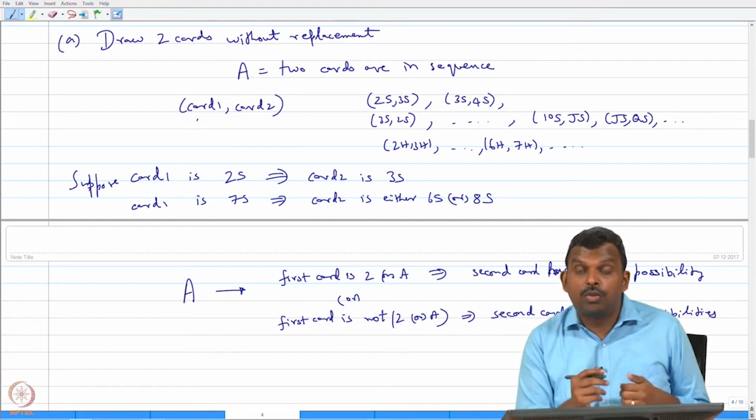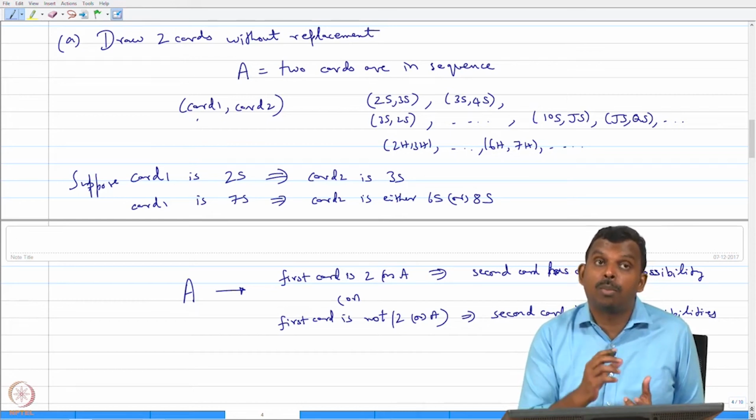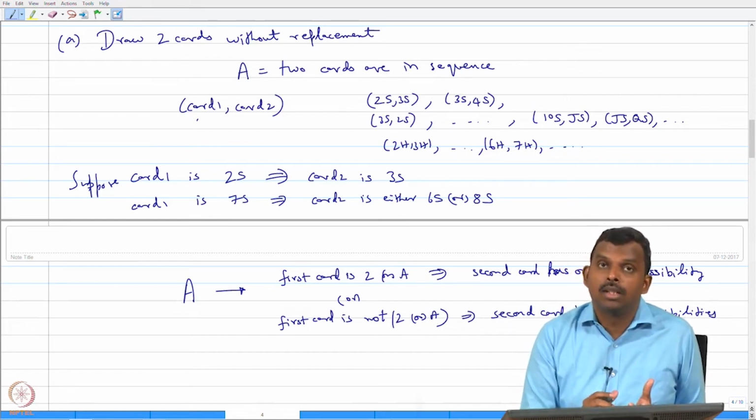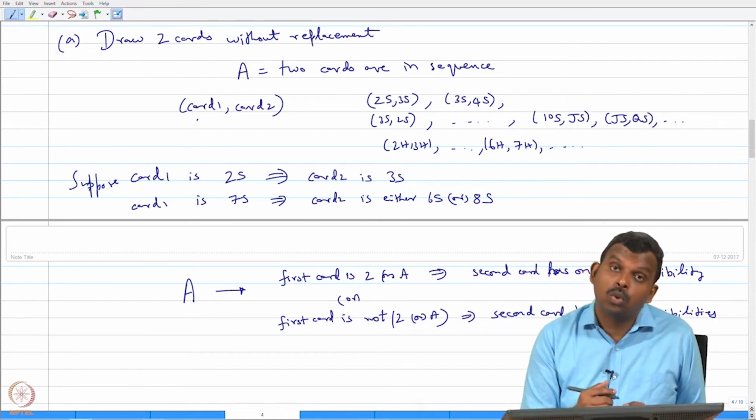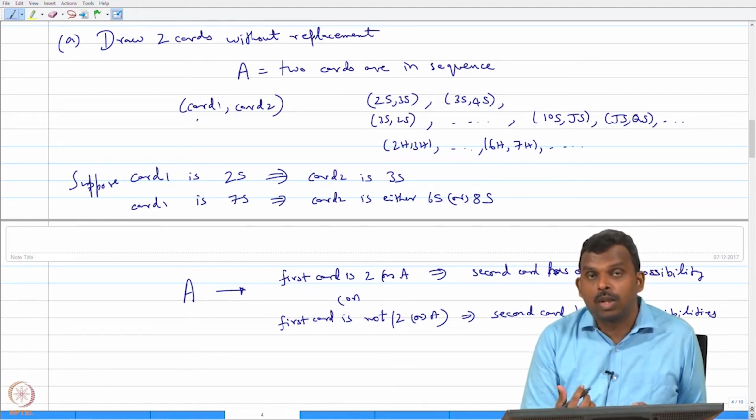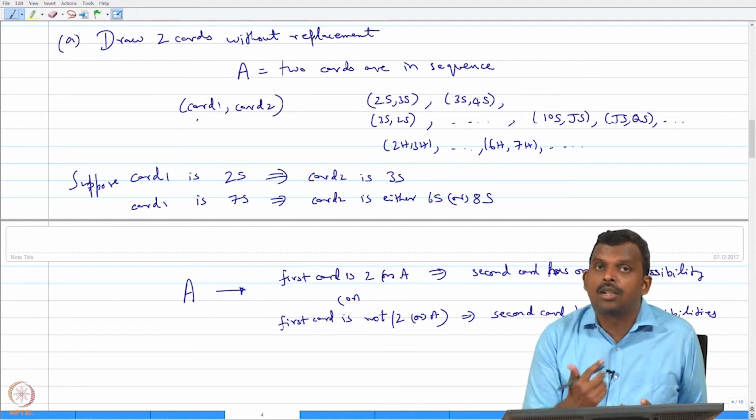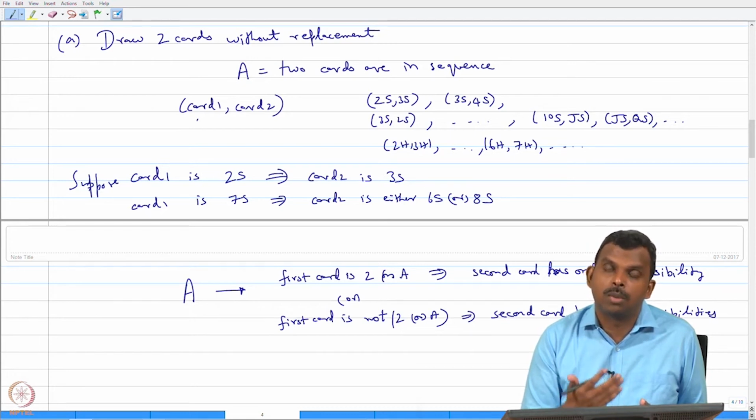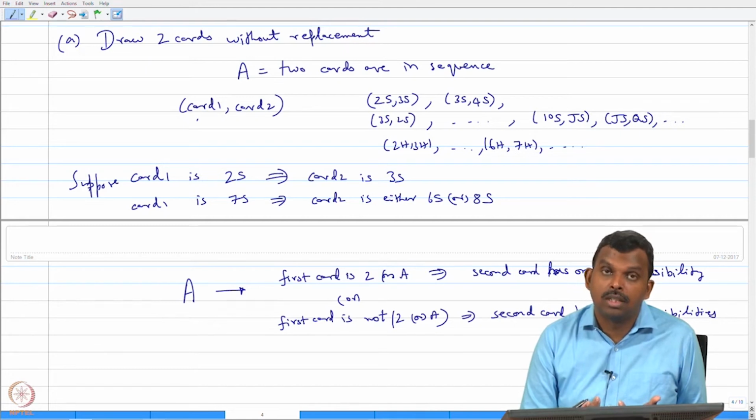So, the first card you drew from a full pack of 52. What is the probability that it is either 2 or ace? How many 2s are there? There are 4 2s, spades, hearts, diamonds, clubs, and there are 4 aces. Same ways, all 4 suits. So, you have 8 favorable outcomes. So, the probability that the first card is 2 or ace is 8 divided by 52.